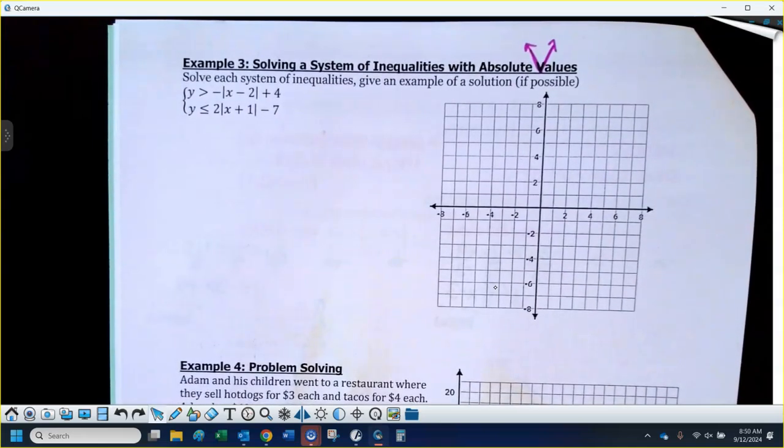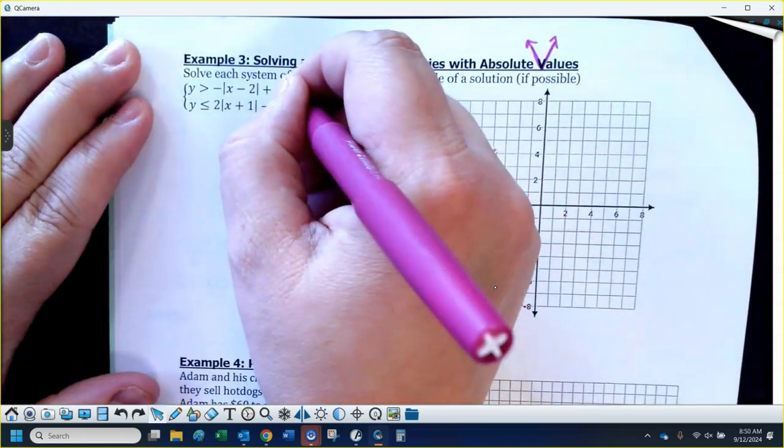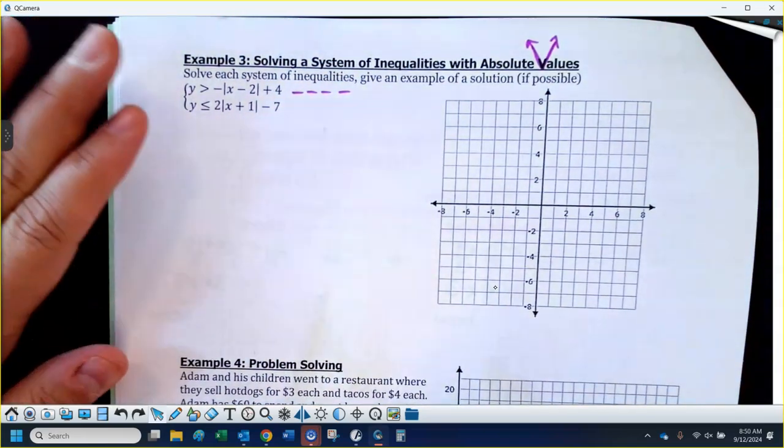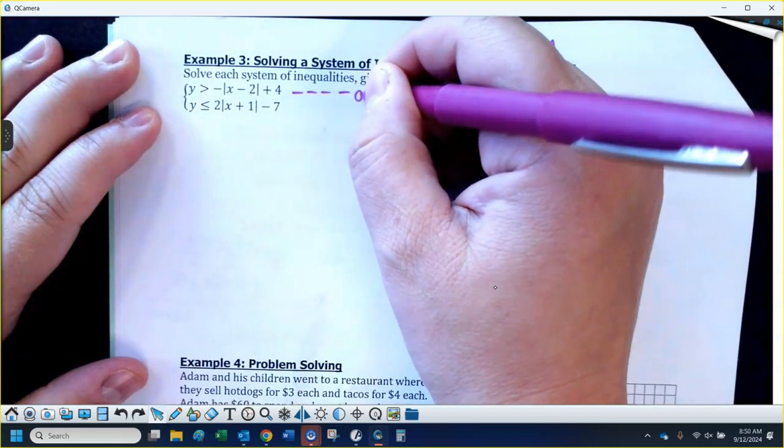Now, the first one is just greater than, so I'm going to use a dashed line, and it's greater than, so we're going to shade above.